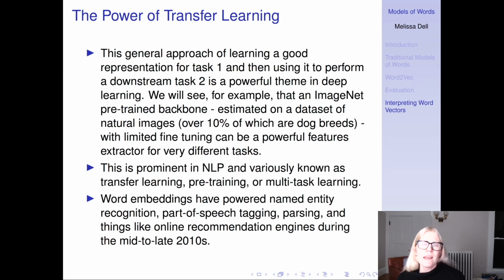And so we'll see that ImageNet pre-trained backbones, estimated on a data set of natural images, some large share of which are different types of dog breeds, with pretty limited fine-tuning, can be a powerful feature extractor for working with documents. Transfer learning is very prominent in NLP as well. And word embeddings powered a bunch of other things that were done with NLP in the mid-2010s before the transformer really took off.